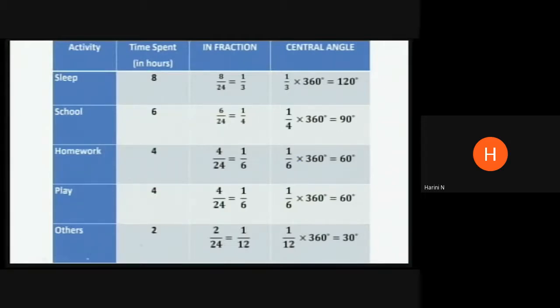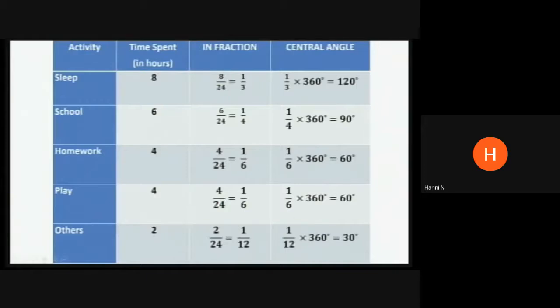Coming to the homework, 4 hours. 4 hours is what fraction of the complete day? 4 divided by 24, which becomes 1 by 6. So 1 by 6 multiplied with 360 is going to give me 60 degrees. So the central angle for the activity of homework is going to be 60 degrees. Right. Coming to the play, again 4 hours, because it is the same 4 hours as the homework. It will be 4 by 24, which is equal to 1 by 6. 1 by 6 into 360 makes it 60 degrees.